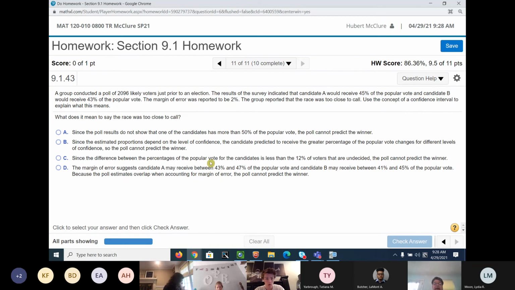I think, wait a minute, I think this is just plain math. Okay, 45% plus or minus 2%, and 43% plus or minus 2%. And then you just say what that means. Does the candidate win? Oh, what the heck? Might as well just do it.